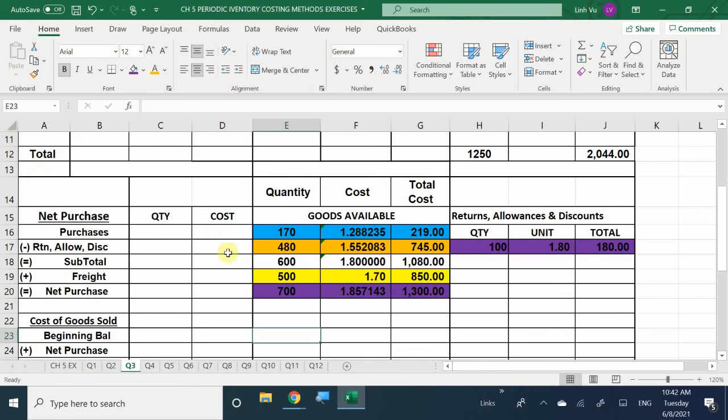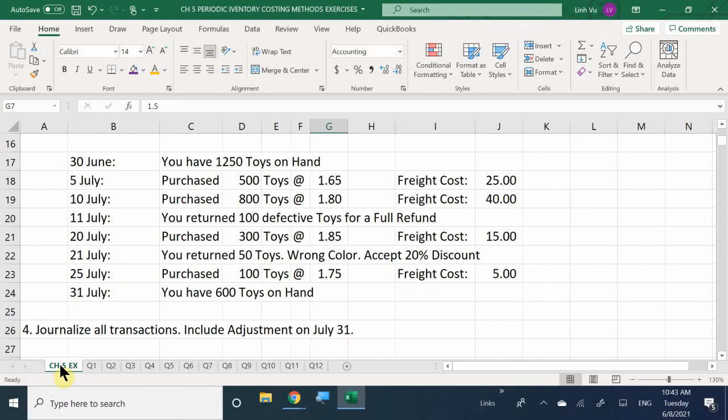All right. So now that's my purple batch. This is my goods available right now. All right. This is my beginning inventory plus my net purchases. So I'm keeping it in order of how I bought my stuff and making sure that each one holds its value because I made a return here and there. So let's see what happened next on July 20th.